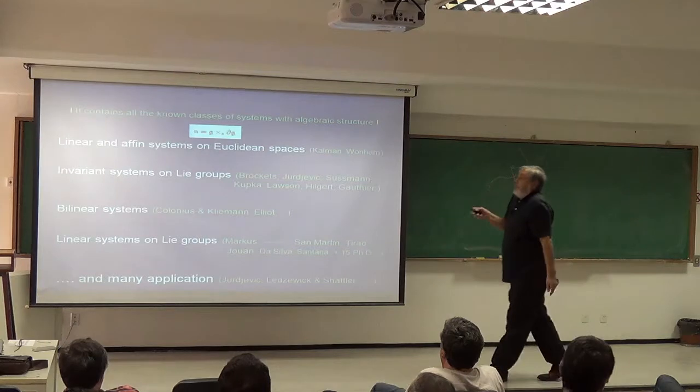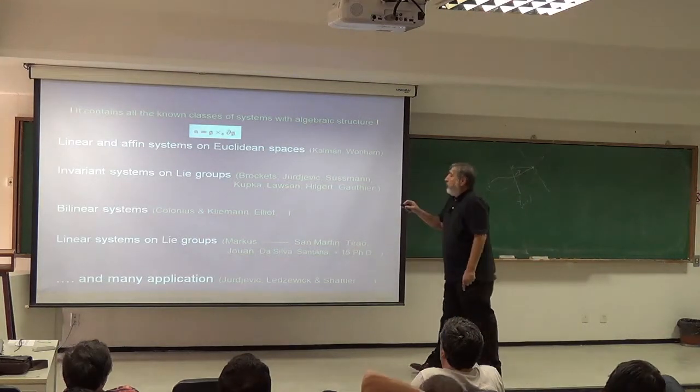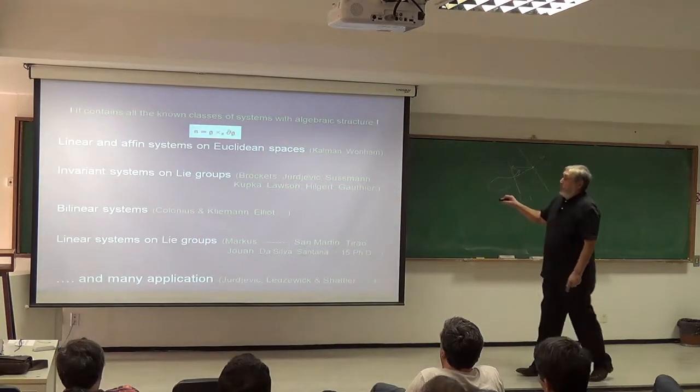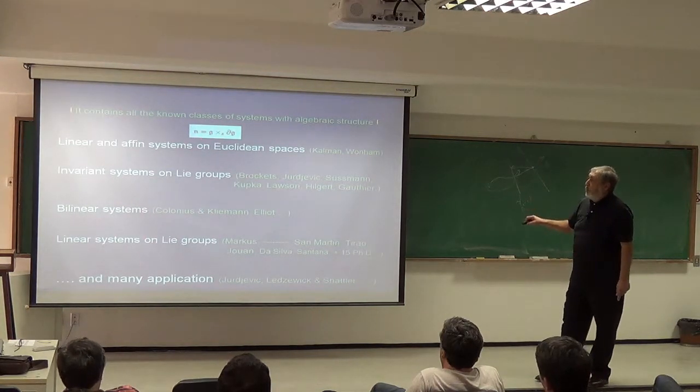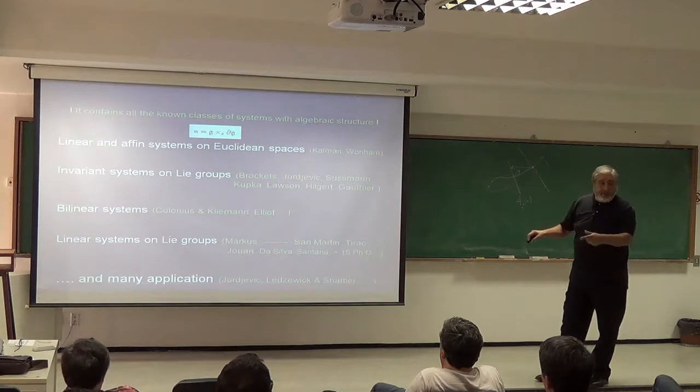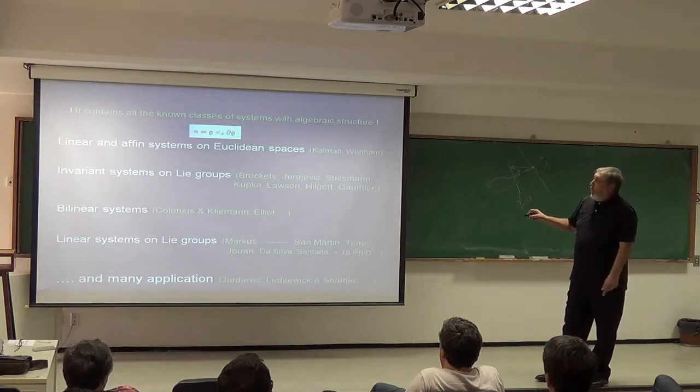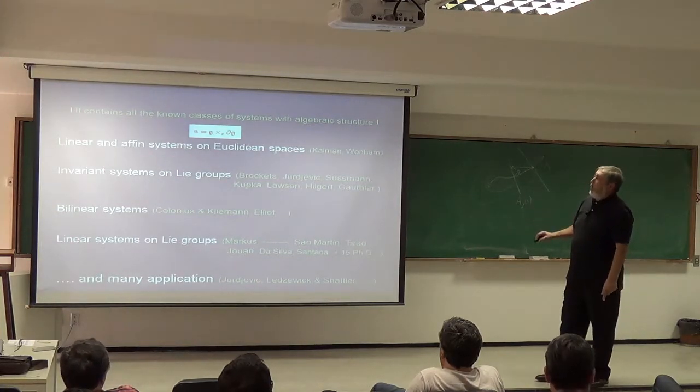So what is the relevance of this kind of algebraic structure? First, there are several kinds of systems people have studied for 70 years, 60 years: linear and affine systems on Euclidean space.